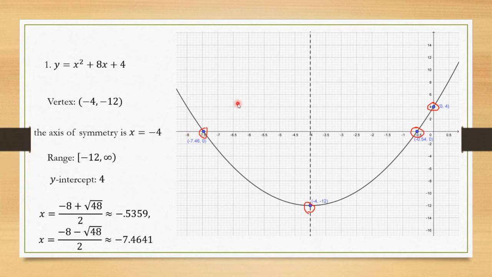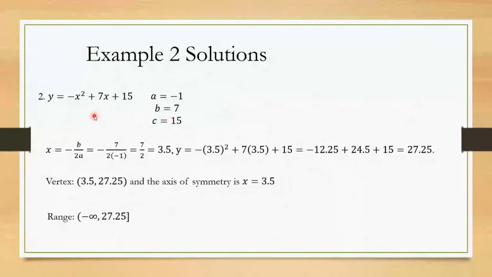Let's do the second one. So here we have A is -1, B is 7, C is 15. Same thing as before, we have to get minus B over 2A. And that turns out to be minus 7 over 2 times -1. So we get 7 over 2. You could leave it as 7 over 2. I just thought it'd be easier for everyone if I wrote it as a decimal, especially since it's an easy decimal.